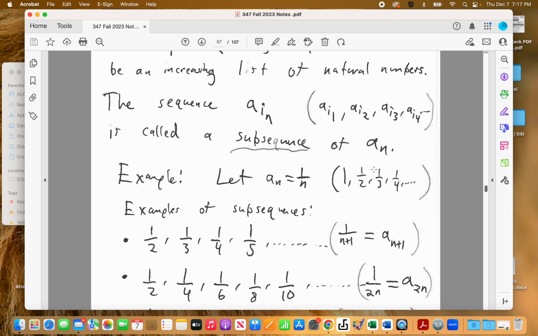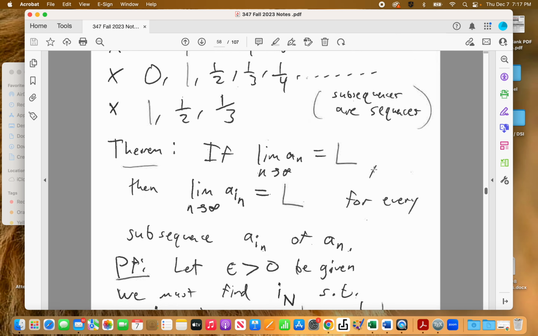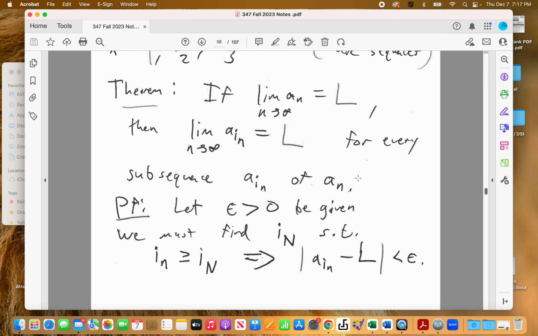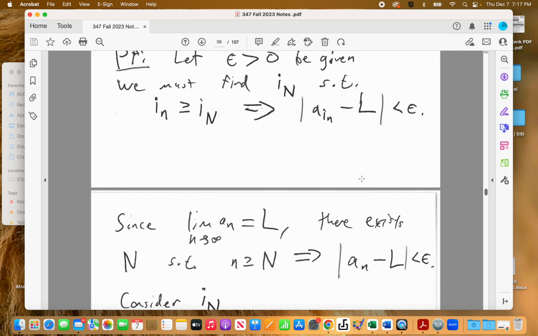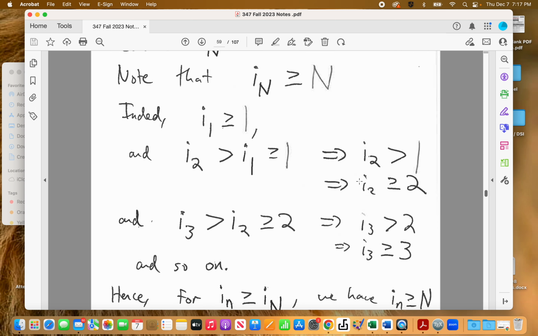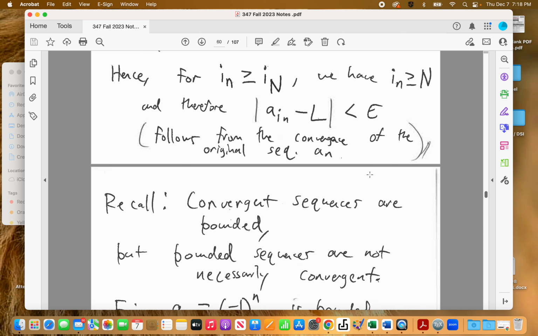Let's see. Subsequences. We did some things with subsequences. If a sequence converges to L, then every subsequence converges to L. I mean, not that important to us, right? I mean, sort of. Not the most important thing in the world.